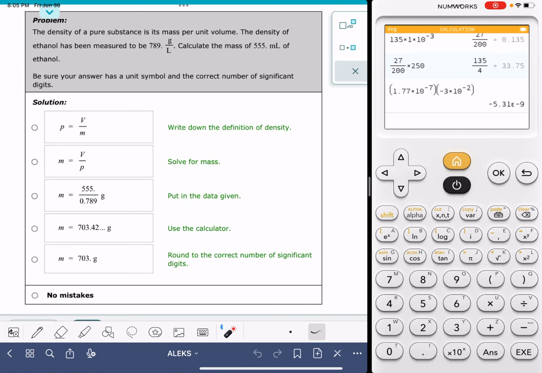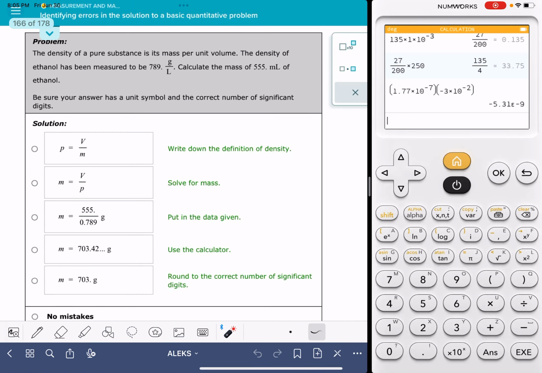So the problem is going to start by describing in words a math equation that you need to use to solve the problem. This one is saying that the density of a substance is the mass per volume. So this is suggesting that the first thing that you should do is write down the definition of density, which is what I just did. We're going to compare what I did to the proposed solution.